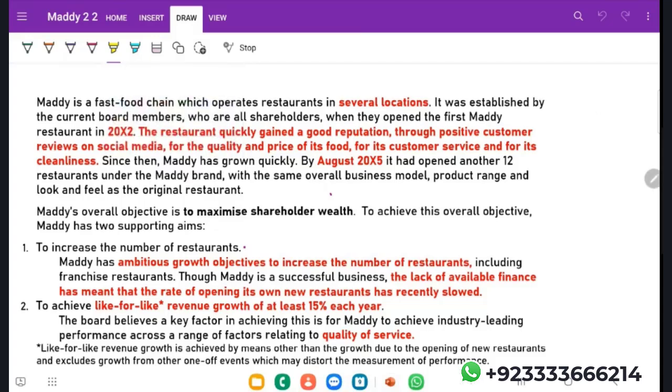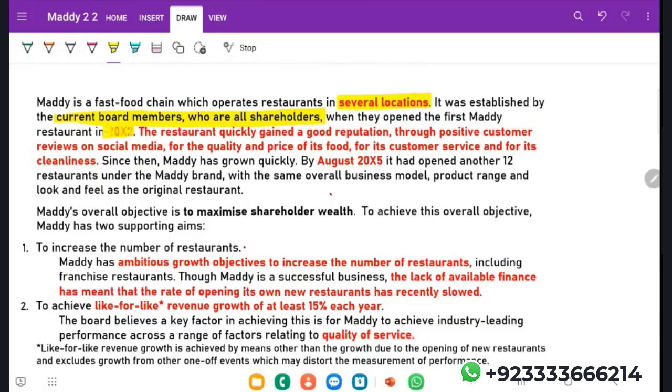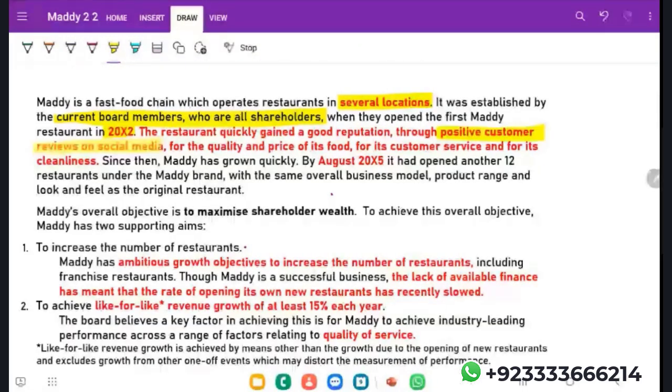Okay. So Medi is a fast food chain which operates restaurants in several locations, right? It was established by the current board members who all are the shareholders. So the current board members are also the shareholders. They opened the first Medi restaurant in 2002, right? The restaurant quickly gained a good reputation through positive customer reviews on social media for the quality and price of its food and for its customer service and for its cleanliness, right?